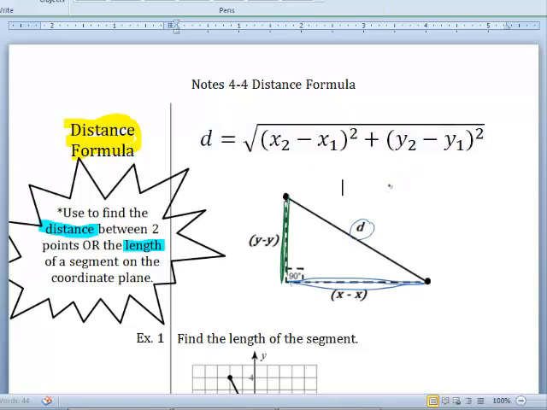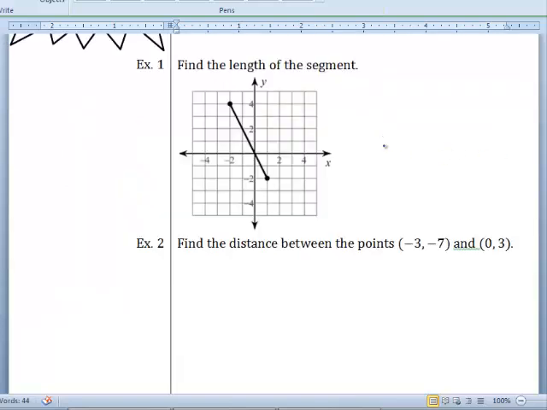If you don't see that, don't worry about it. We have the distance formula. It'll be given to you. Just make sure you know how to use it. So let's use it. Example numero uno.